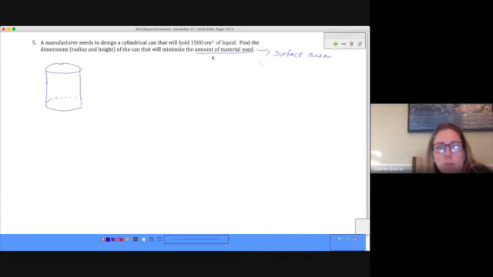Okay, so I want to minimize the surface area, but the only thing I know is really about the volume. So the volume of a cylinder is pi r squared times the height, right? It's just a bunch of circles piled on top of each other. And then how many circles? Well, multiply by the height of those circles, and you're going to have the volume, right? You're finding the area of a bunch of circles and adding them up.